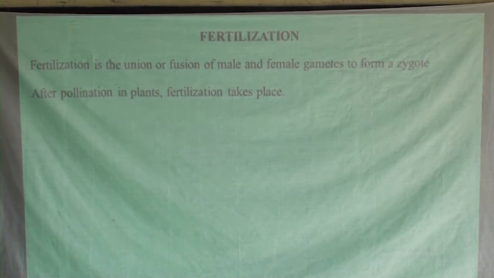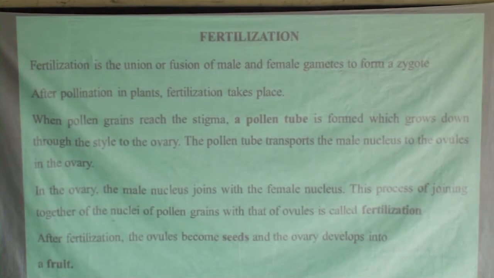So the joining of male and female cells takes place in plants. This is carried out with the help of agents, the pollinators, which are the insects and the wind. Let us look at the process and how it takes place. When pollen grains reach the stigma, a pollen tube is formed, which grows through the style to the ovary.